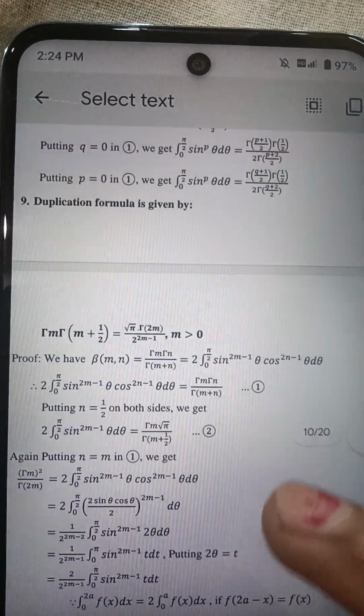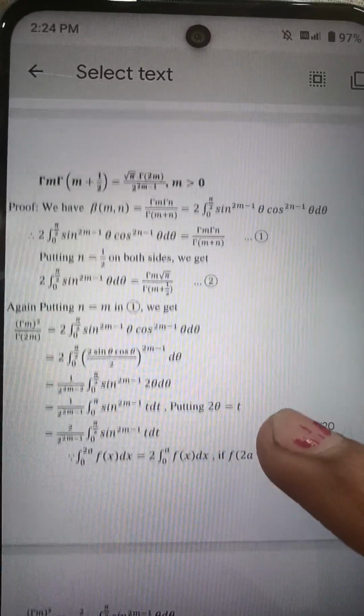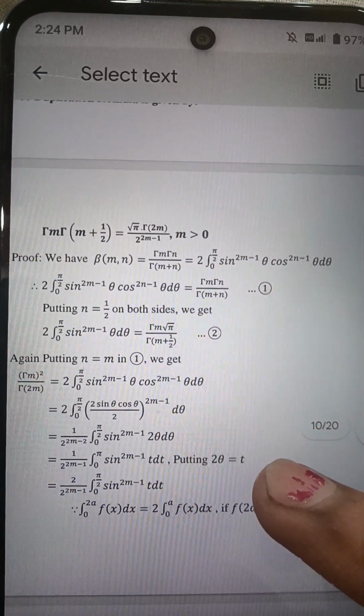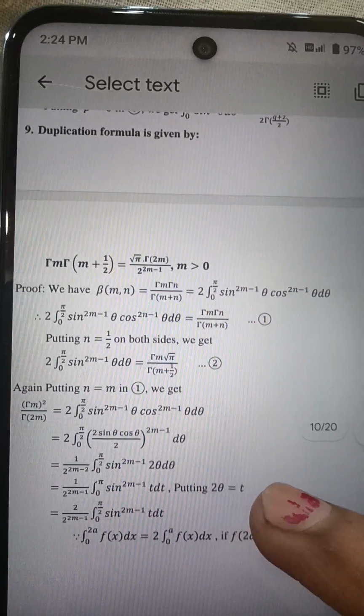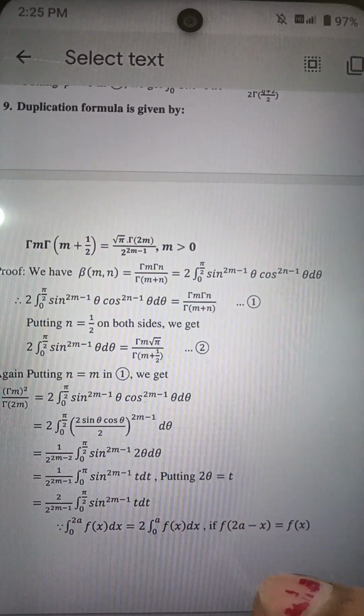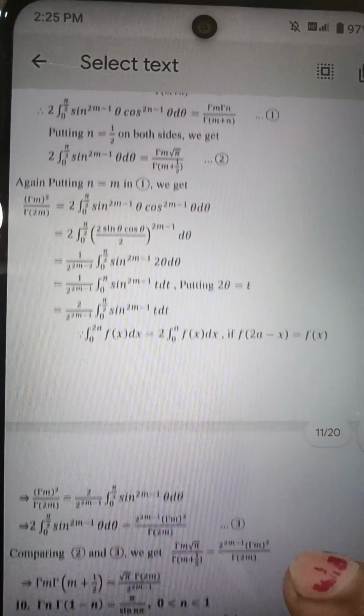Now next is the duplication formula. You can take a screenshot of it.